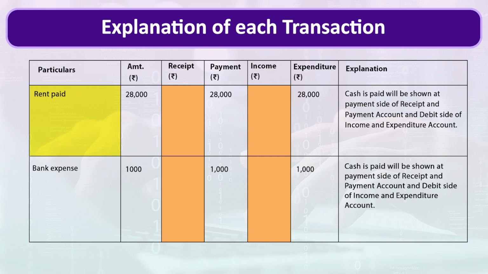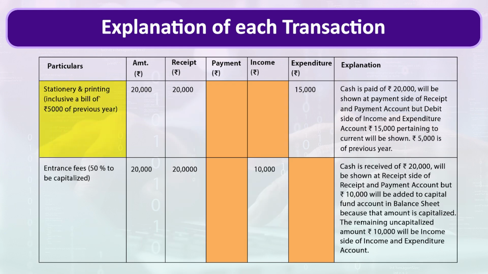Moving on, there is rent paid of rupees 28,000. The cash paid will be shown at payment side of receipt and payment account and debit side of income and expenditure account. Then there is bank expense amounting to rupees 1,000. Cash paid will be shown at payment side of receipt and payment account and debit side of income and expenditure account. The stationery and printing expenses, which includes a bill of rupees 5,000 of previous year, amounts to rupees 20,000.